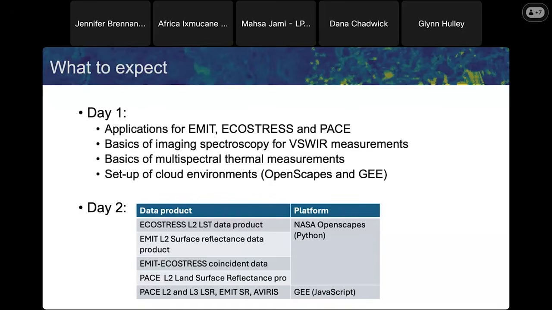All of that will be done through Jupyter notebooks using the Openscapes platform. That will be based on Python. And then we will go through Google Earth Engine, and we will work with PACE and EMIT datasets, level 2 and level 3. And that's how we have assembled these two days of work. It is like a fast course on the fundamentals of imaging spectroscopy for the VSWIR and thermal measurements with hands-on materials.